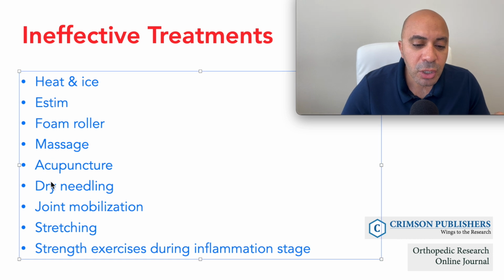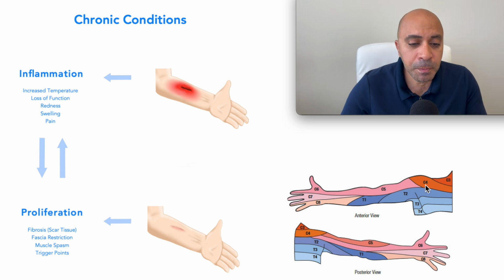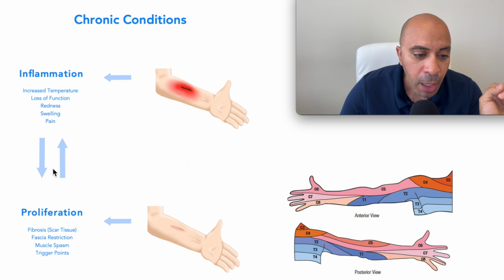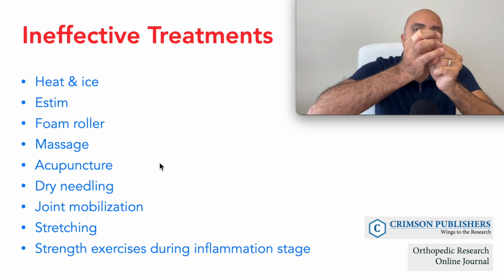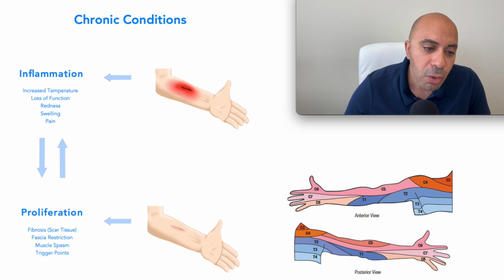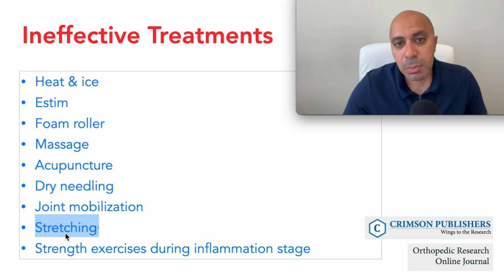The same thing with acupuncture and dry needling. When they put a needle in a superficial area, it's not going to decrease inflammation. It's not going to cause mechanical force to affect the proliferation stage. The other common treatment used by a lot of healthcare providers is joint mobilization, moving the joint. But when we look at the healing cycle, that movement in the joint is not going to break the fibrotic tissue and the fascial restriction, because most of these are around the soft tissue, and too much mobilization could cause more inflammation.